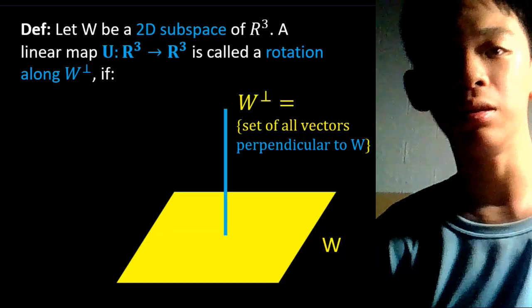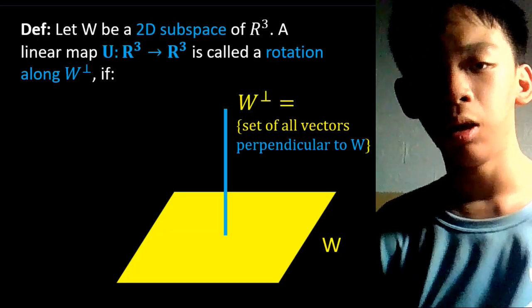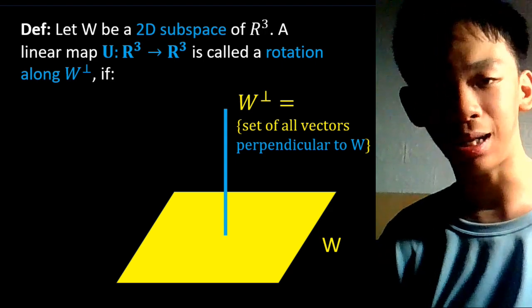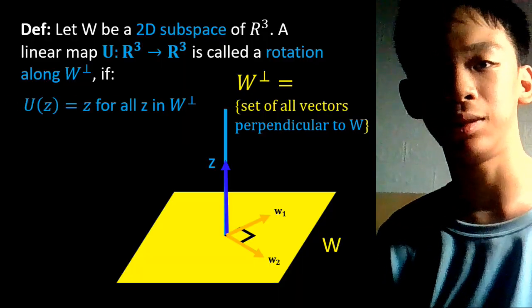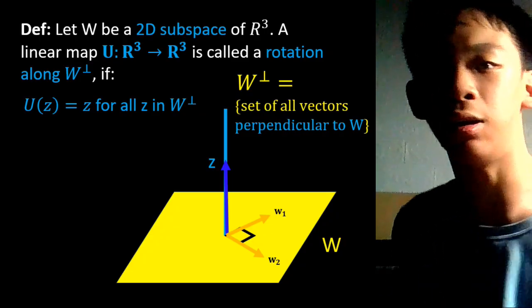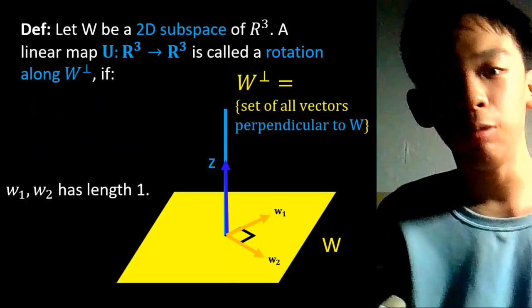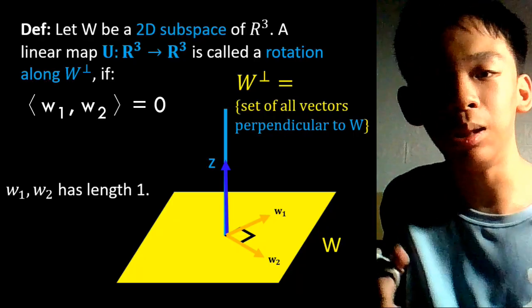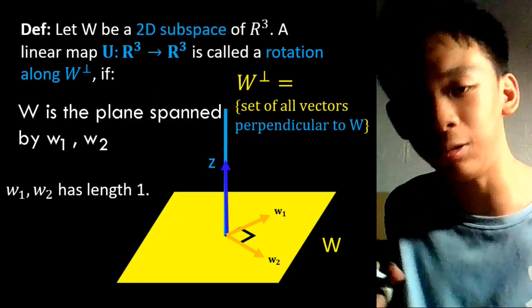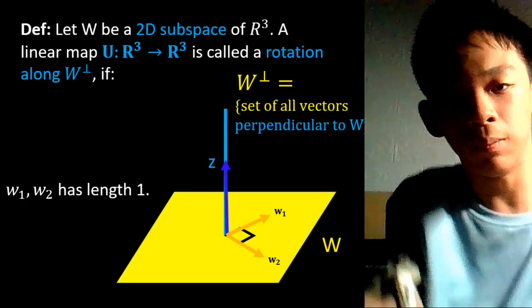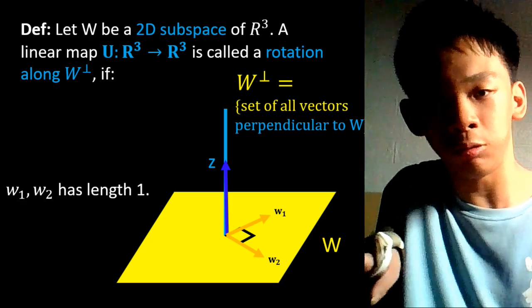In R3, we represent a unitary operator with a rotation along a particular axis, W perp, where W is a subspace of R3 with dimension 2. Vectors on this axis map to themselves, so U of z equals z for all z in the subspace W perp, hence z has an eigenvalue of 1. We may choose w1 and w2, both vectors in W, to be orthonormal. That is, the inner product of w1 with w2 is 0, and they span the subspace W, and the norms of w1 and w2 are both equal to 1.